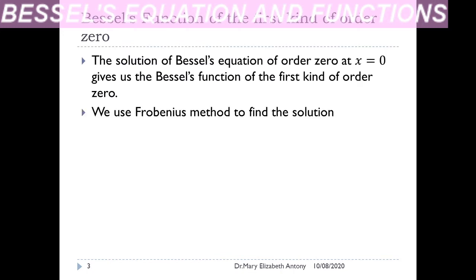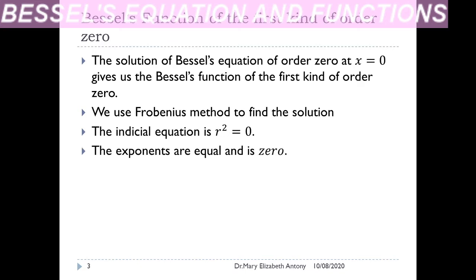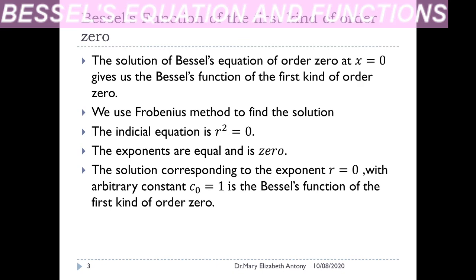We use the Frobenius method to find the solution. Now the indicial equation will be r² = 0, so the exponents are equal and equal to 0. The solution corresponding to the exponent r equal to 0 will always have an arbitrary constant c0. Now if we put c0 equal to 1, then the corresponding Bessel's function is called the Bessel function of the first kind of order 0 and is denoted as J0(x). So Bessel's function is basically the solution corresponding to Bessel's equation.